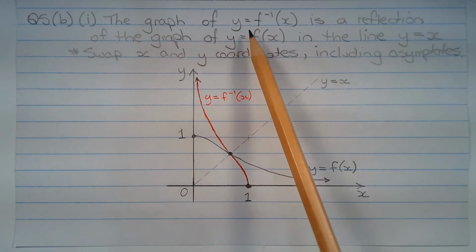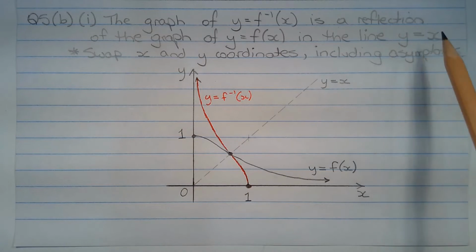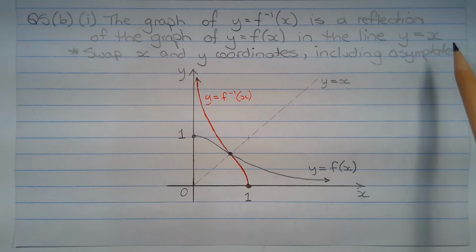The graph of y equals f inverse of x is a reflection of the graph y equals f of x in the line y equals x. The idea is to swap the x and y coordinates around, including asymptotes, intercepts, and the domain and range.